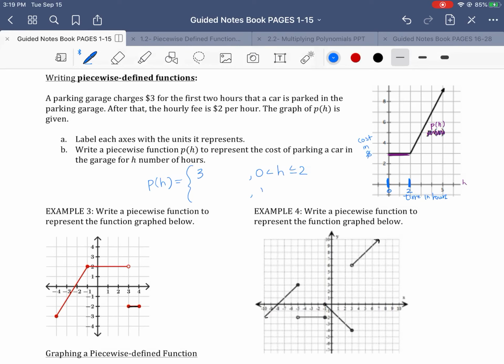Notice then, if the number of hours is greater than 2, now I've been parked there more than 2 hours, suddenly the rate changes. So if you look at this line, again, we already talked about the slope here, but if we count the slope, it's up 2 over 1. So my slope here is going to be 2x for this piece. And we don't stop there, because notice this line, if it kept going, that y-intercept would be down here at -1. We need that -1 because it represents where our actual line is.